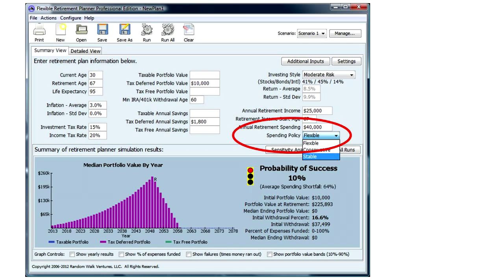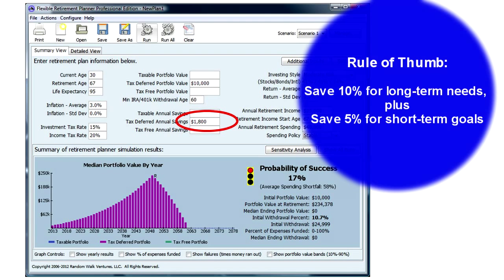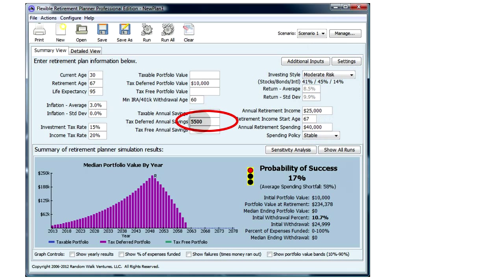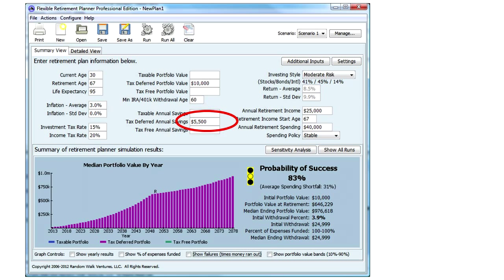As we make these adjustments, we also see an opportunity to choose whether we're willing to be flexible or conservative in our retirement spending. But let's keep it simple and choose stable, where every year we will need to fund exactly the same amount. One rule of thumb is to save 10% of gross income for retirement, plus additional for short-term goals. For Prudence, this would require saving substantially more. That would make a big difference, just like you'd expect.